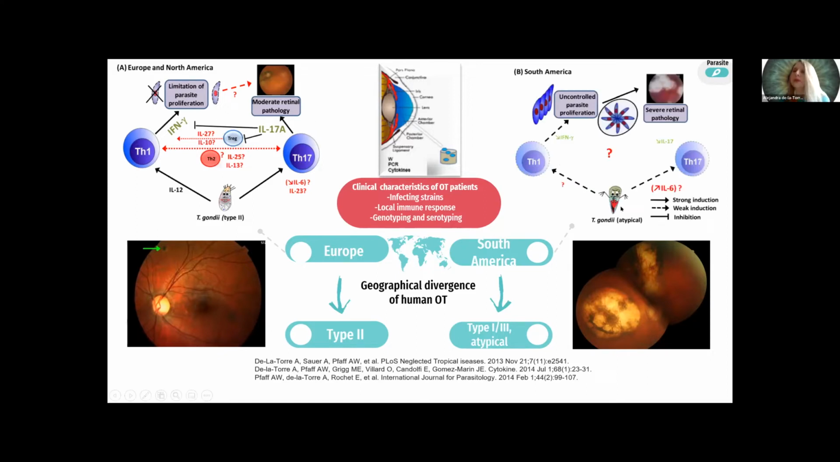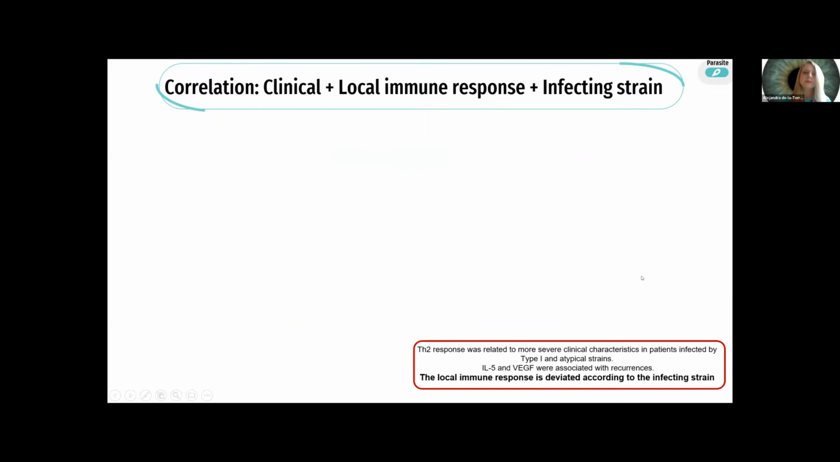While South American patients infected by more virulent strains present an intraocular response deviated not to Th1 or to Th17, but to Th2, with lower levels of interferon gamma and interleukin 17, leading to an uncontrolled parasite proliferation and to a severe retinal pathology.